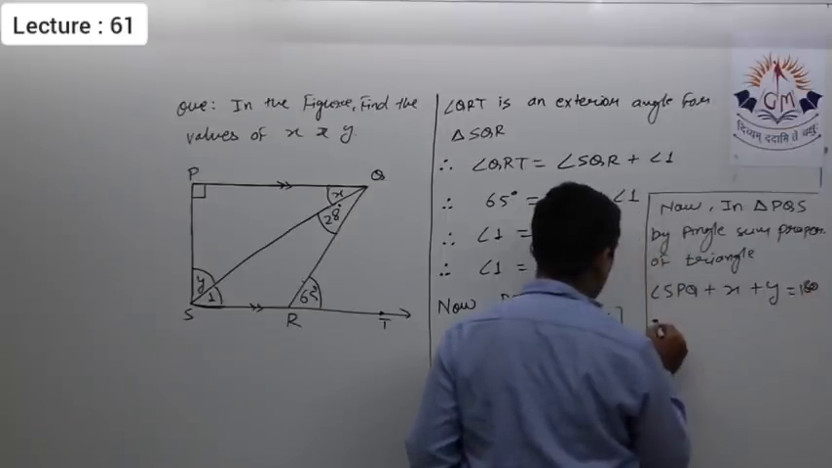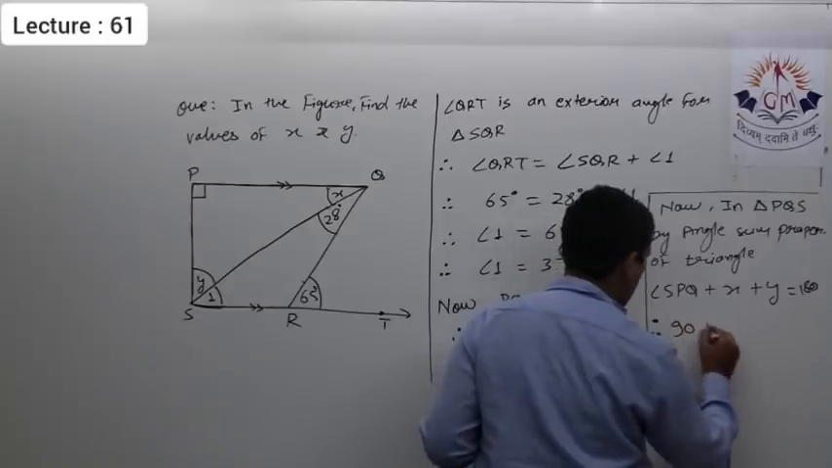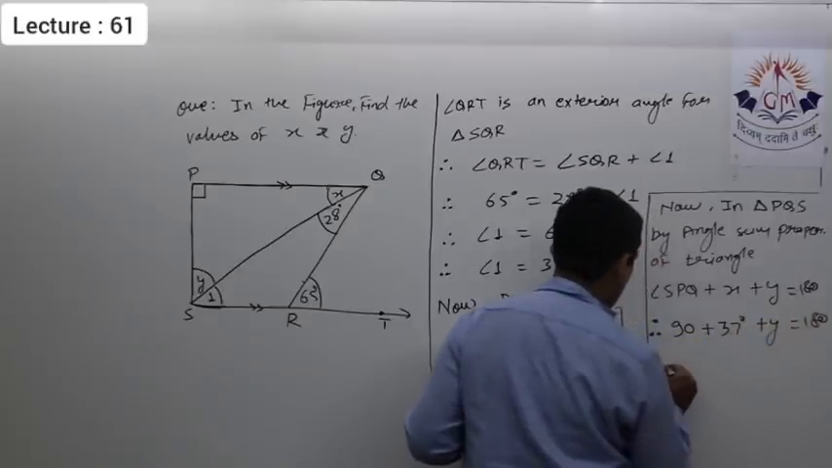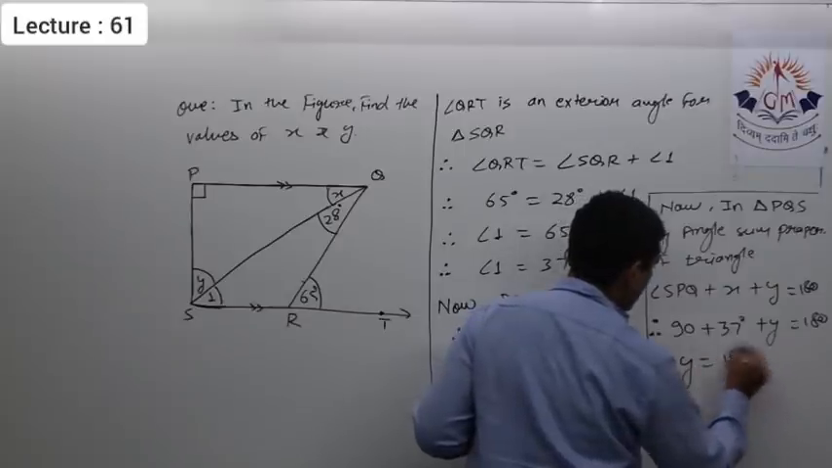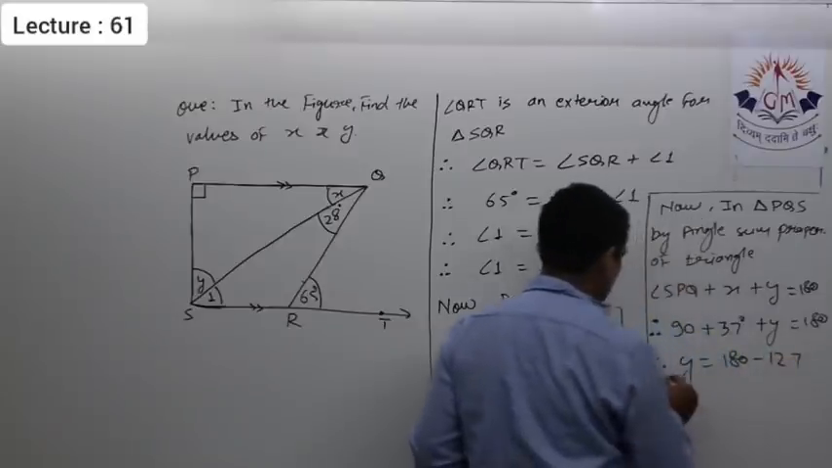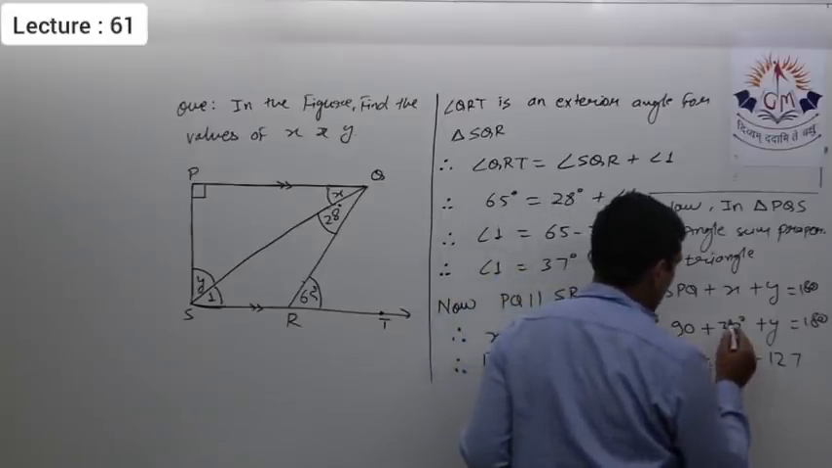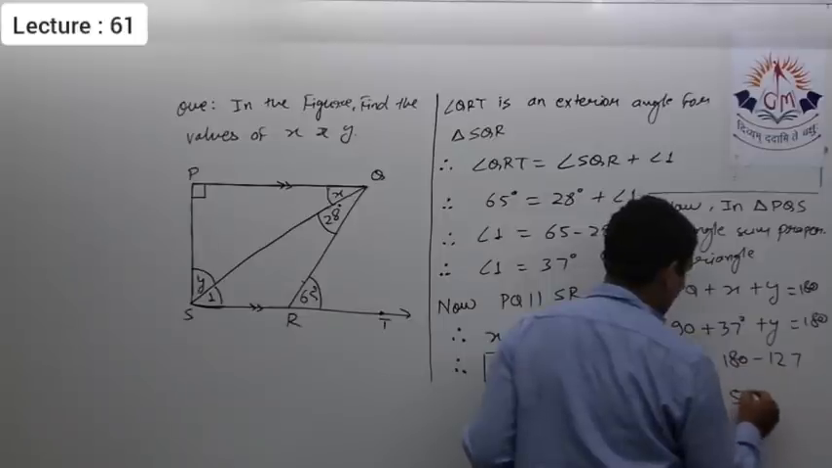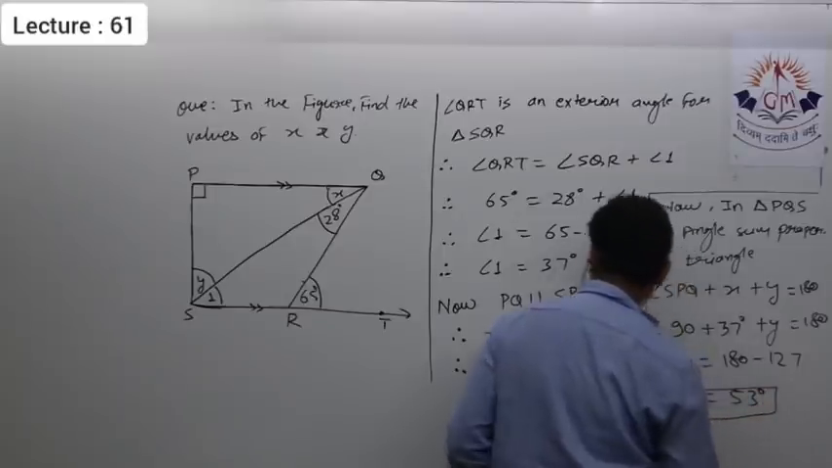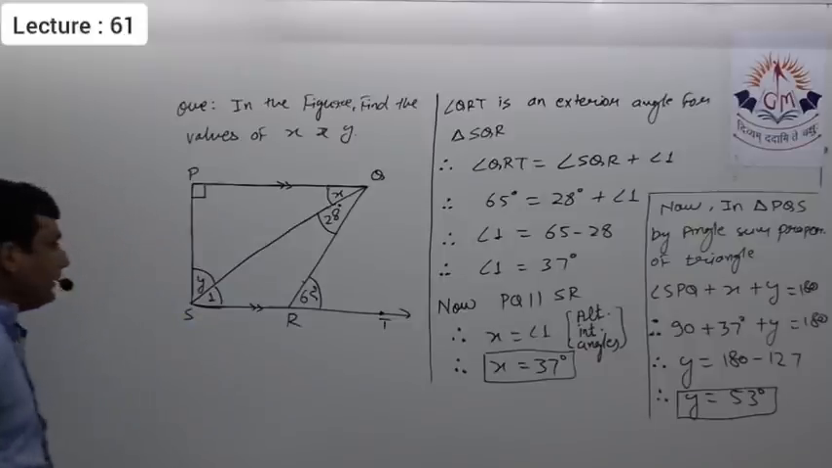Now SPQ is 90 degree, X we obtained 37 degrees, so it is easy to get the measure of Y. So I can say Y is equal to 180 minus 127, therefore Y is equal to 53 degrees. So this is the value of Y. So hence we got X as well as Y. So please note it down, then we'll see the next question.